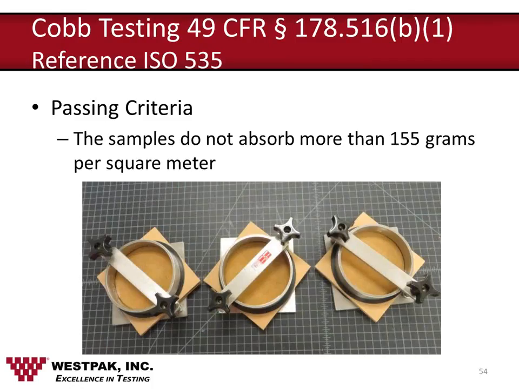So the passing criteria here is that your samples do not absorb more than 155 grams per square meter. And then if it absorbs more, what it tells you is that, one, your corrugated board is likely to absorb a lot of moisture during transportation, just because that's the nature of it. And then what you know about corrugated board is that when it absorbs moisture, it becomes weaker, and weaker in almost all aspects. For compression testing, the strength gets severely lowered, and same thing for drop testing, because your corrugated, you could say, just becomes very soft and mushy. So that's a passing criteria for Cobb testing.